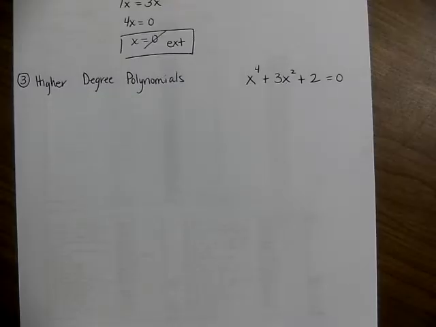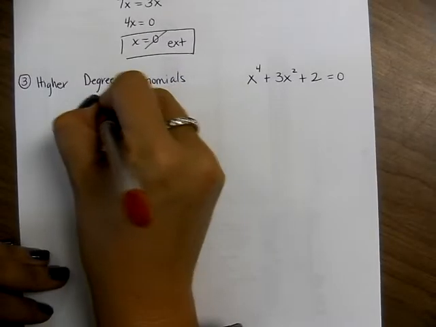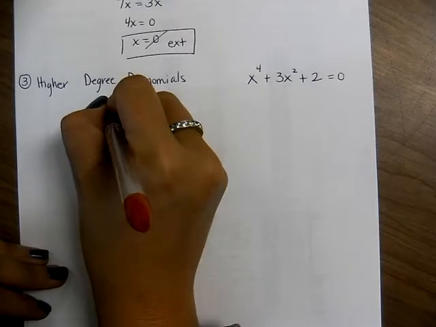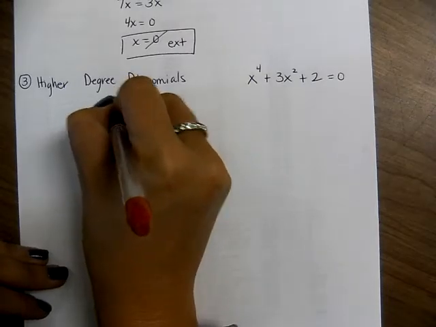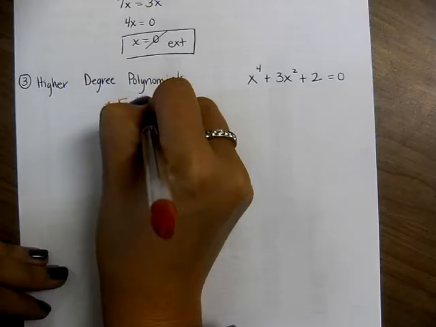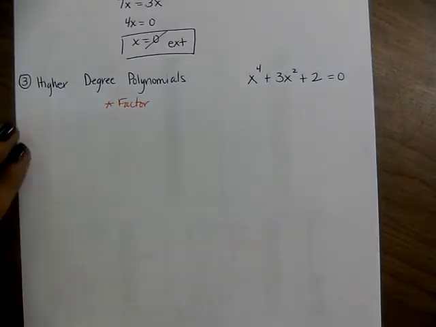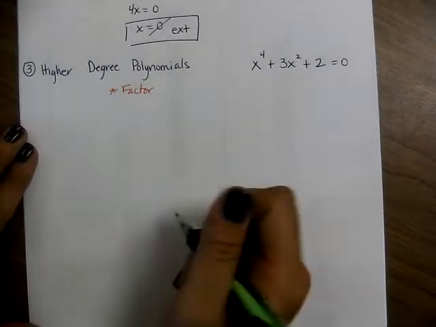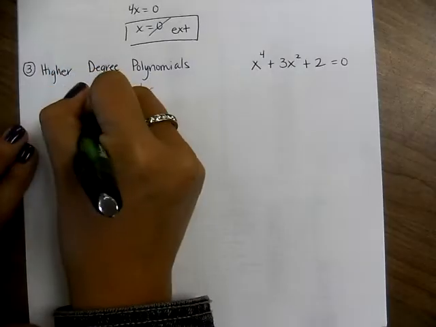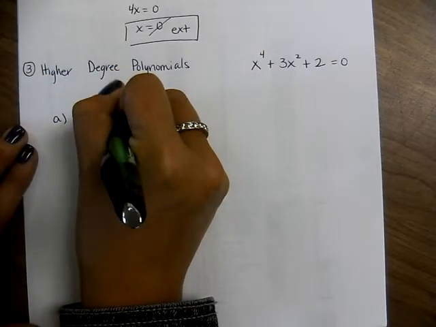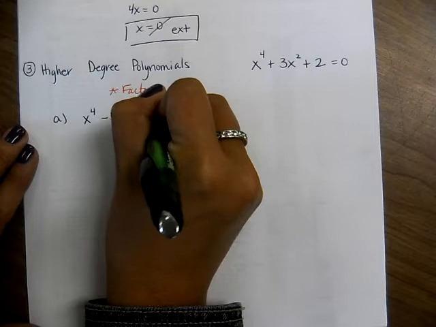So when you have a higher degree like this, okay, you have to factor. So we're still going to factor these. We just have to kind of think about them a little differently. So the process here is just to factor. We don't really need to write steps out. So just factor these. So let's try one. Let's say we have x to the 4th minus 4x squared equals negative 3.